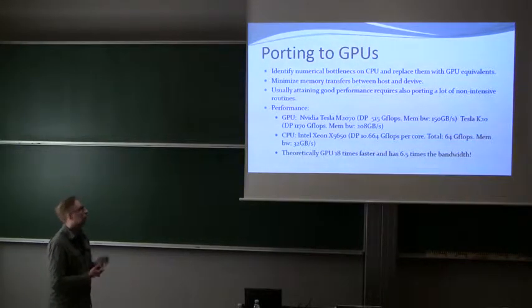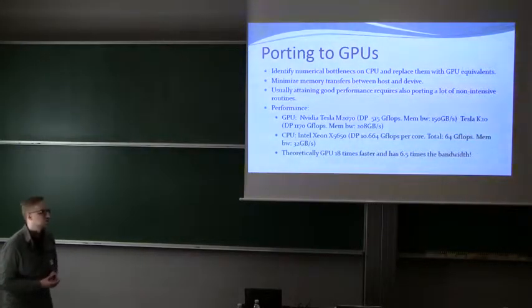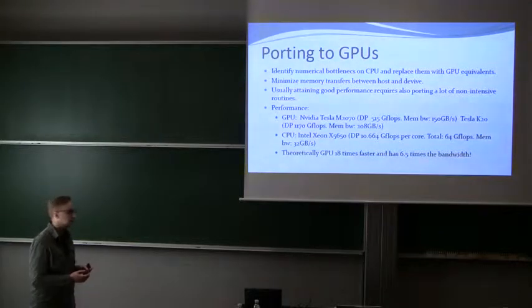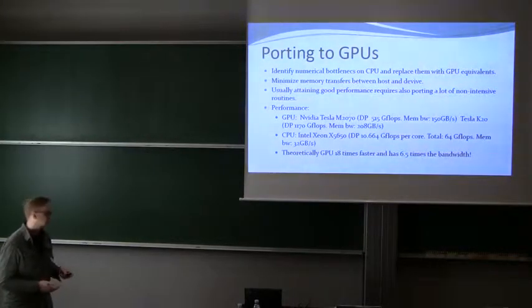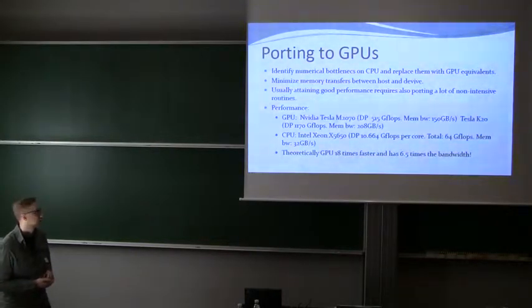Theoretically, comparing code optimized for CPUs and for GPUs, if you are using the latest Kepler generation GPU card, it might be something like 18 times faster than a fast CPU and have something like 6 times the memory bandwidth.